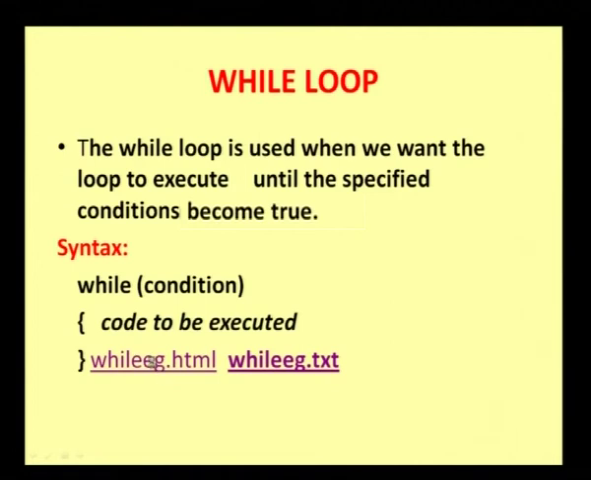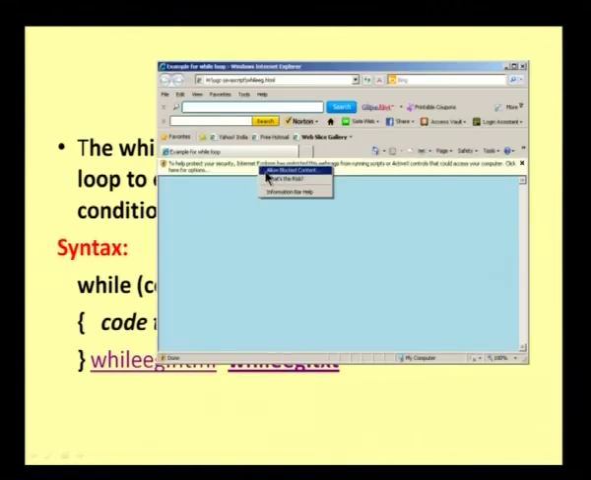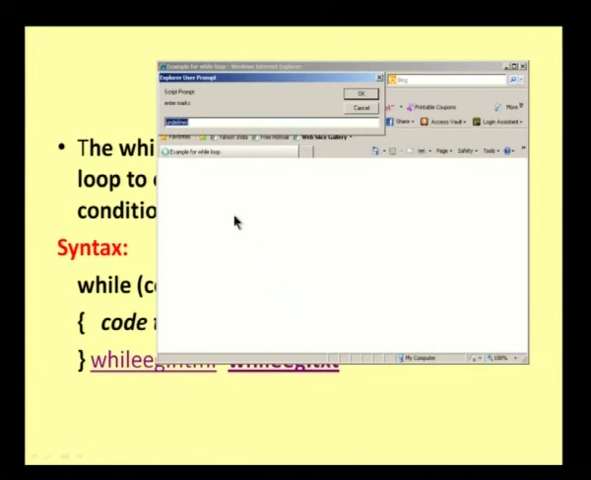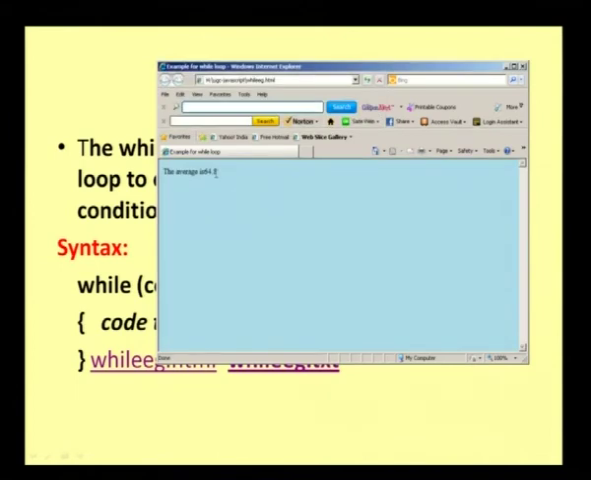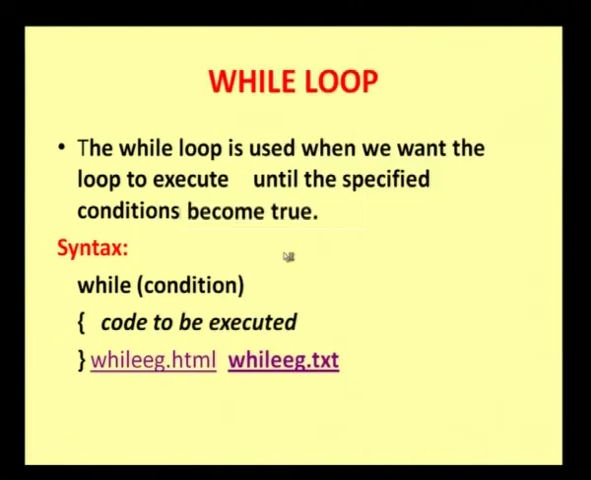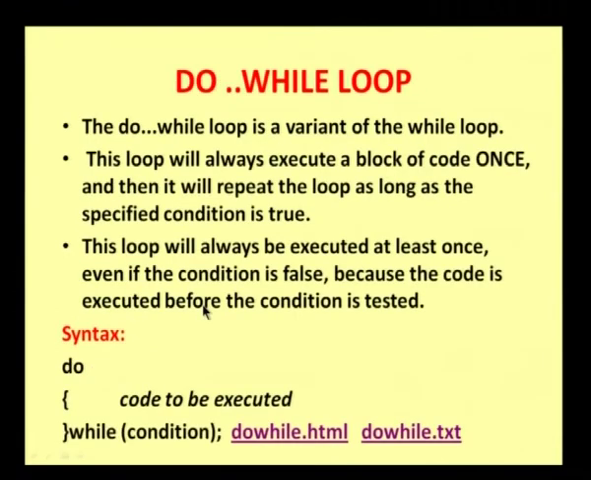Let us execute this for calculating the average marks of a student. First we have to enter the marks. So 5 marks will be entered. The average is 64.5. Until the 5 marks have been specified, the loop will be waiting. Once the value reaches 5, the total is calculated and the average is printed. So this is an example for the while loop. When the condition is true, the statements will be executed. Until the condition remains true, the statements will be executed. Otherwise it comes out of the loop.